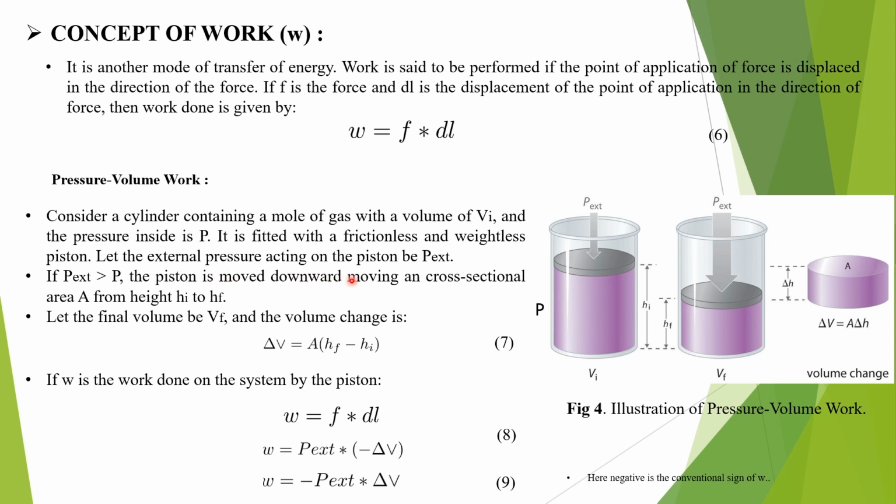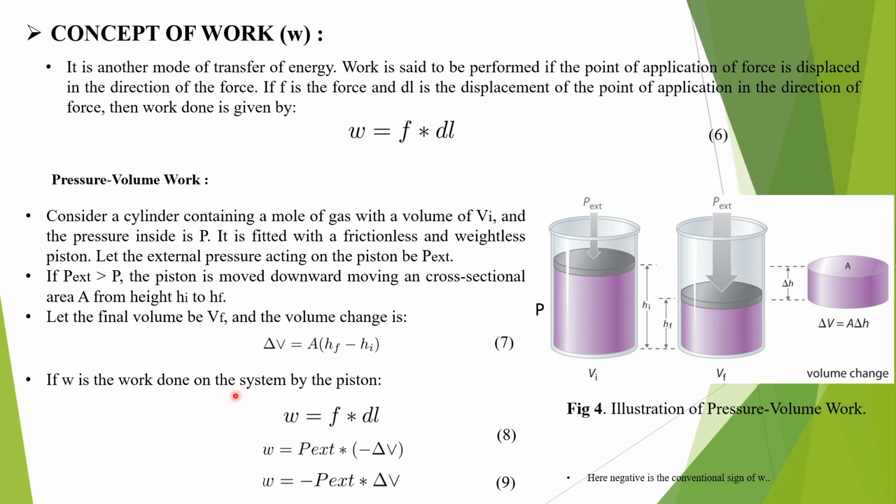If the external pressure is greater than the internal pressure, the piston is moved downward like this, with cross sectional area A, from the height Hi to Hf. So the initial height was Hi, the final height was Hf, and A is the area of the piston. So what is the change in volume here? The change in volume is A times delta H, so A times Hf minus Hi, as I mentioned. Hf is the final height, Hi is the initial height, so the change in height is Hf minus Hi.